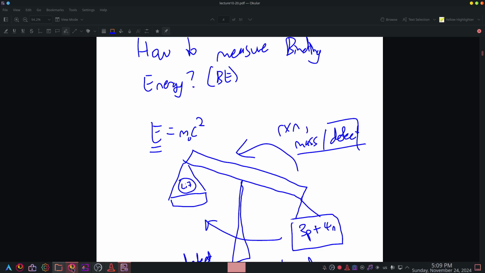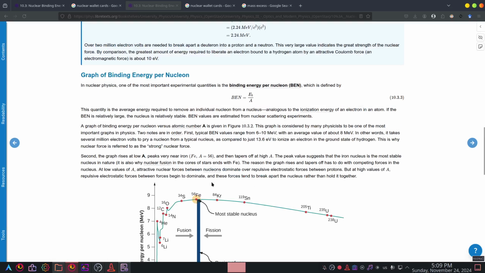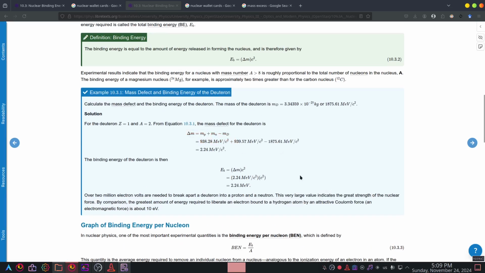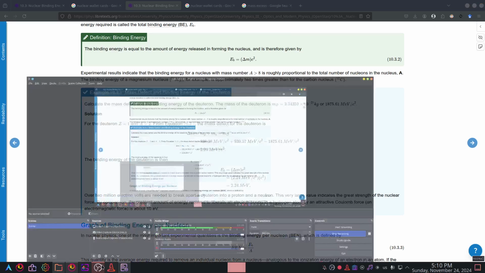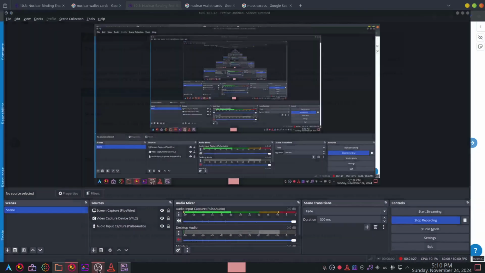A lot of these things have to do with addition, subtraction, and then you just multiply by c squared. So you have to do some math, but the math here is relatively simple. That forms your fundamental baseline for why you can get energy from recombining different combinations of protons and neutrons.